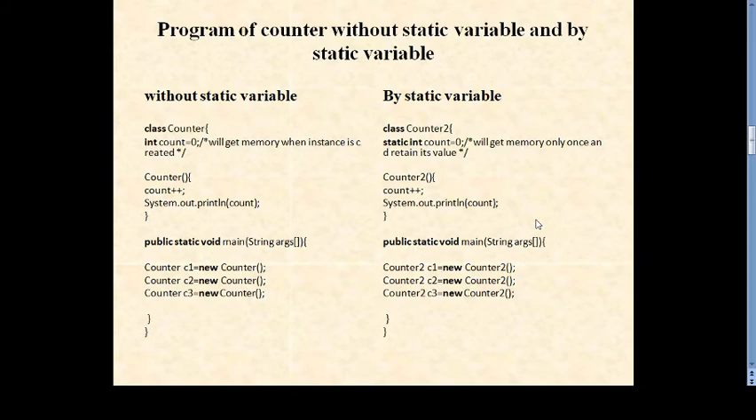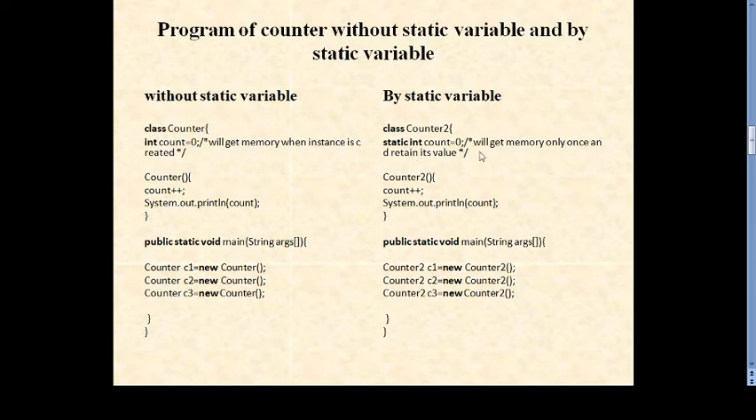Let us see an example to count the number of objects. If we do the same program without using a static variable, we cannot achieve this. Let us see without static variable. Class Counter, int count equal to 0. This gets memory when an instance is created. The count variable is instantiated for each object, so each object has its own count variable. In the constructor, count is incremented and its value is printed. Whenever an object is created, each gets a separate count variable. So when we call the constructor, the value is incremented to 1, and you get the output as all ones.